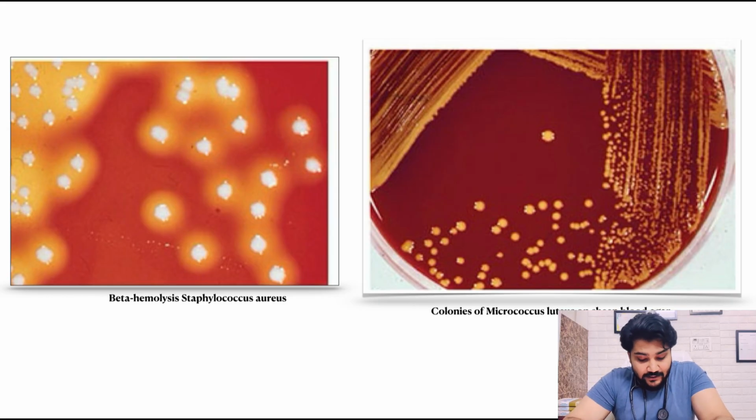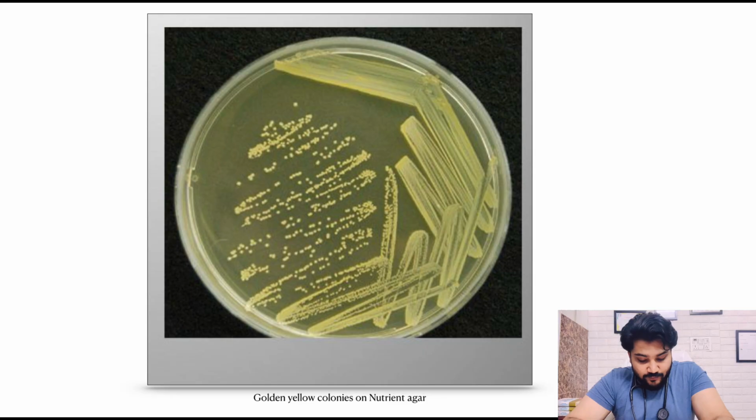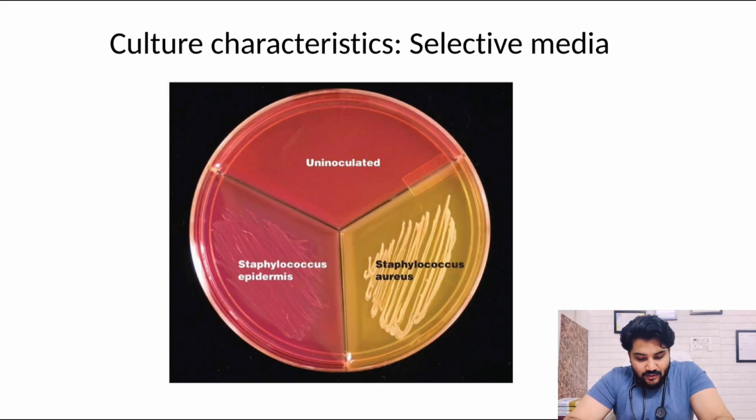Fine. Then look at this plate. This is your nutrient agar. In the nutrient agar, the colonies of Staphylococcus will look golden yellow. That's why we call them golden yellow colonies. This is quite important for your PG INI exam.